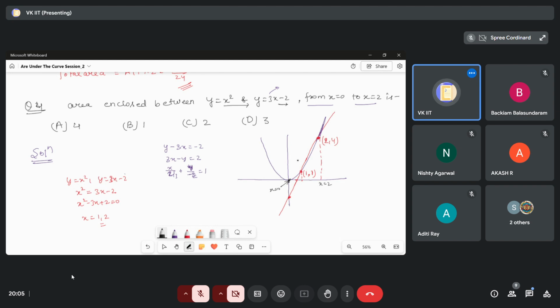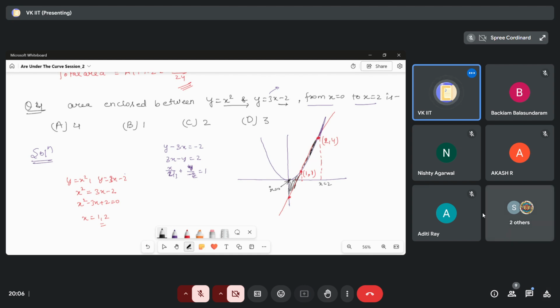So which area should we find out? First of all, it will be from 0 to 1, that is this one. And then the second one is between the line and inside the curve, so the second one should be this one.